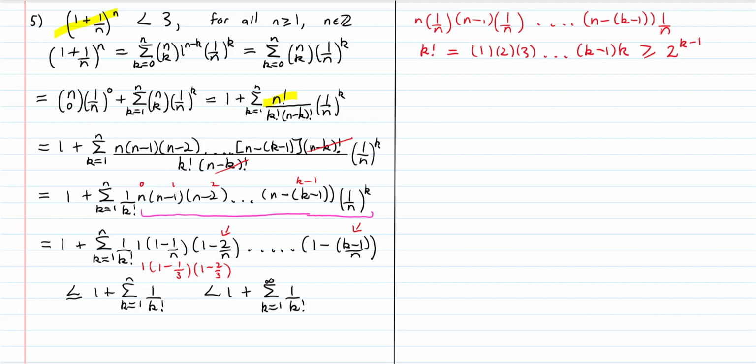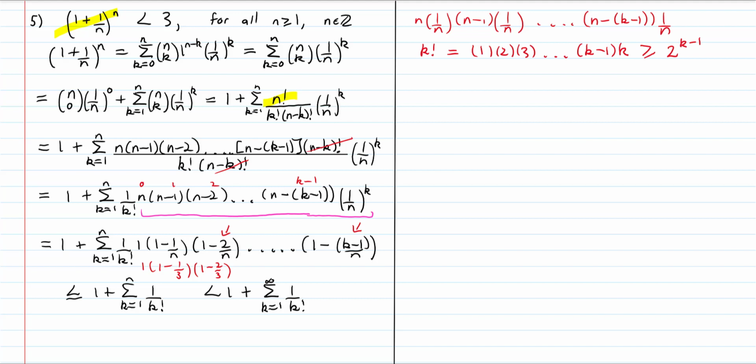So if we take small values of k, say for k equals 1, well then the left hand side is just going to be 1, and the right hand side of that inequality is going to be 2 to the power of 1 minus 1, which is 2 to the power of 0, and that is just equal to 1.